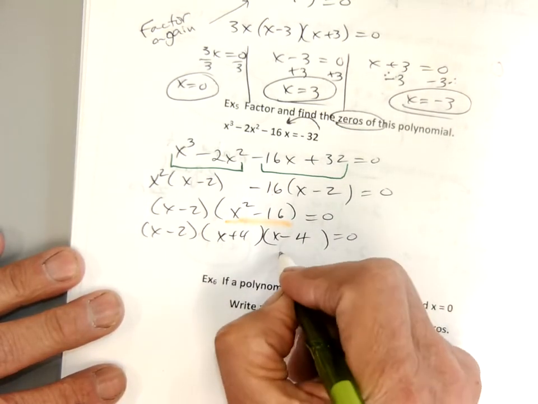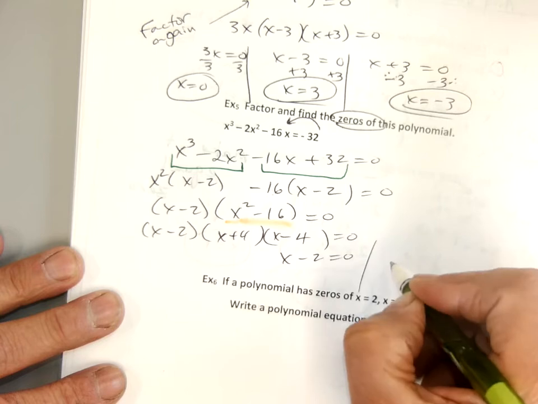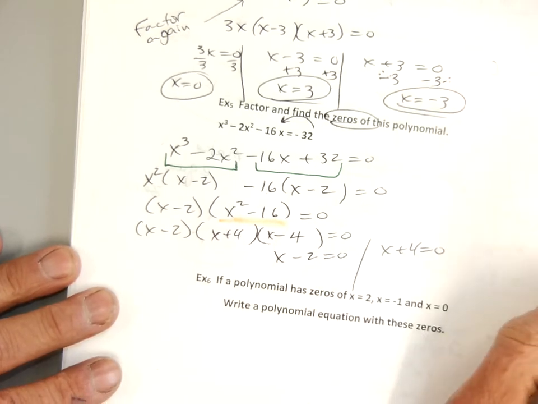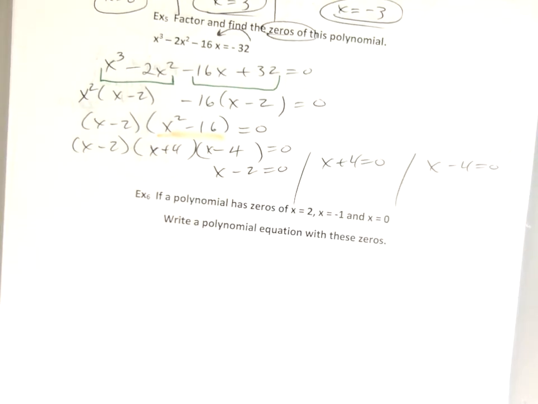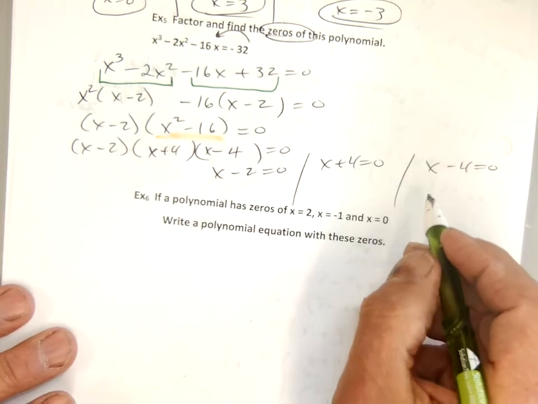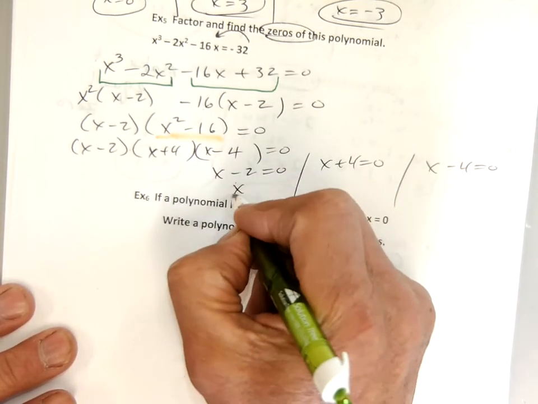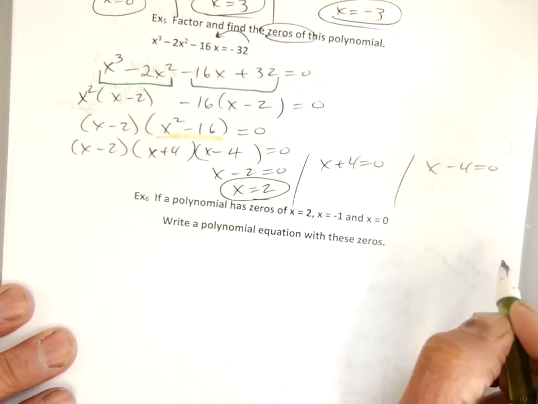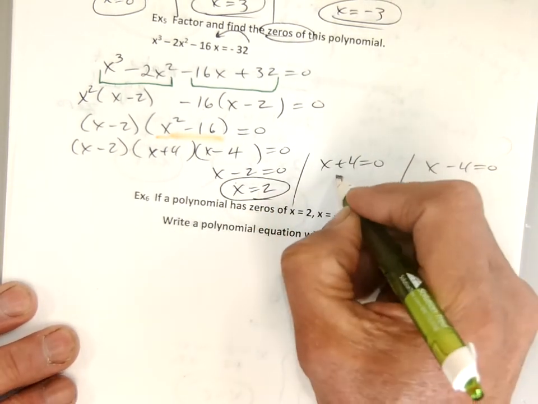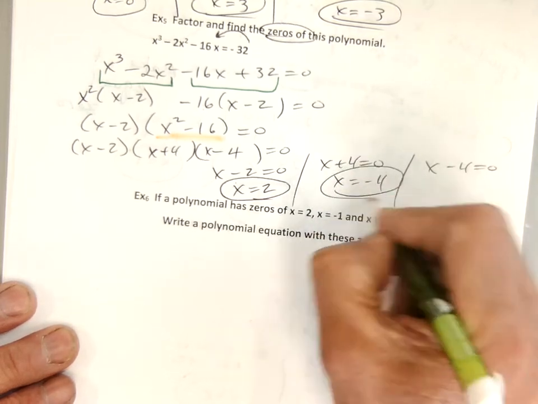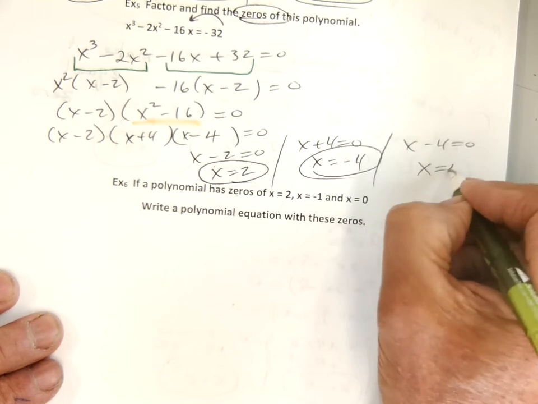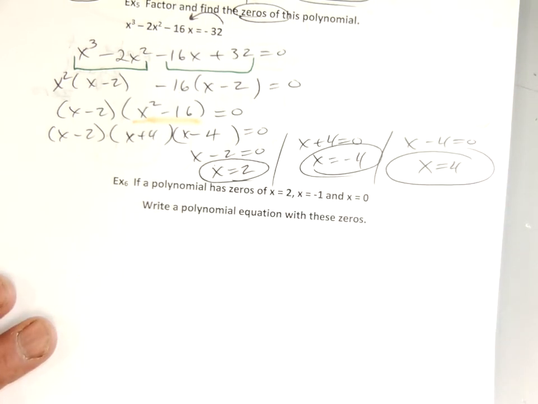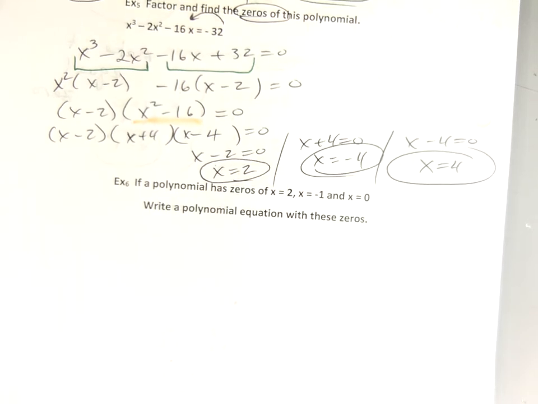One equation is x minus 2 equals 0, x plus 4 equals 0, and x minus 4 equals 0, right? And if we solve, we get plus 2, x equals 2, right? Minus 4, x equals negative 4. Plus 4, x equals 4. What do you think? Thumbs up so far?